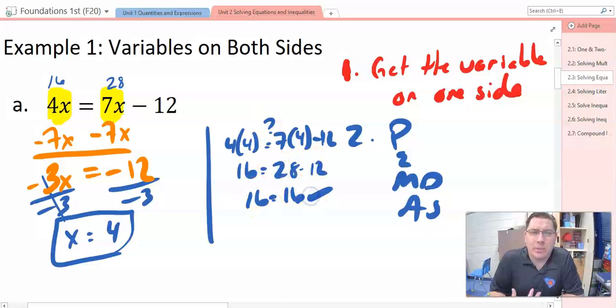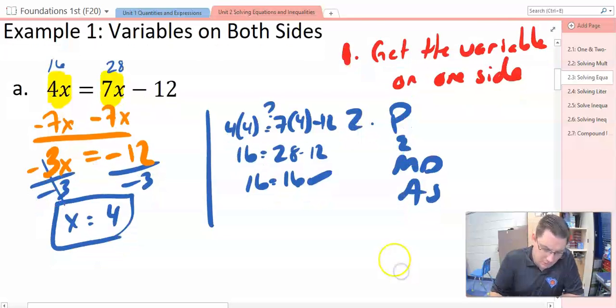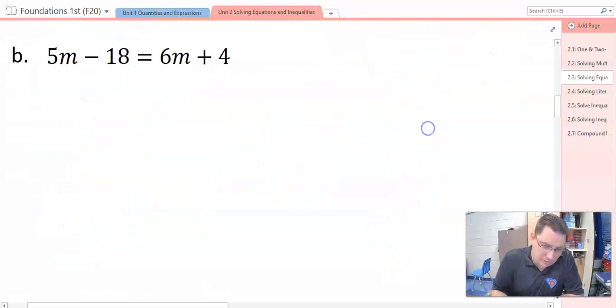It checks out. So again, if you get good enough at this and you can recognize it and not make those mistakes in your head, you can check it quickly in your head in the end. But I would not recommend doing that unless you're super confident. Okay? Let's look at example B. This one's a little different. Now we've got variables on both sides. And we've also got constants on both sides.